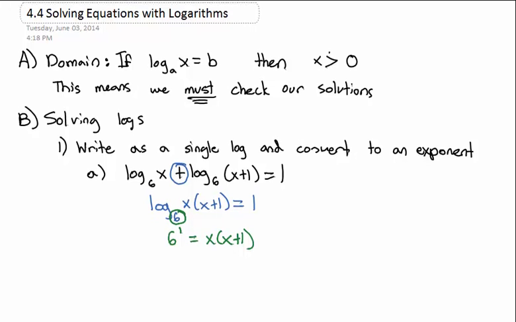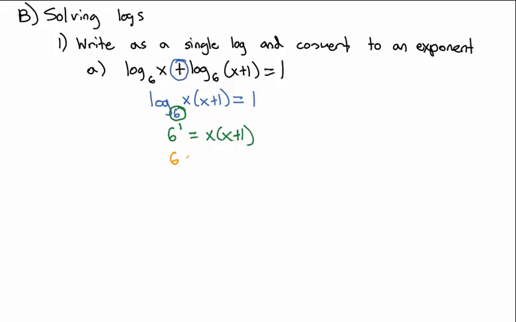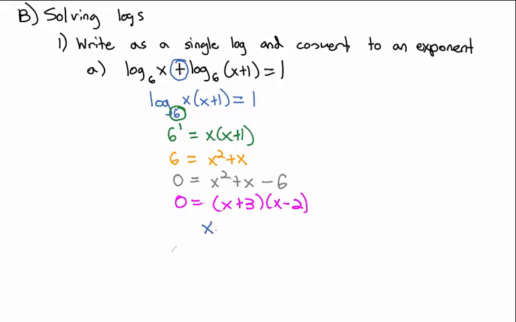Well, 6 to the first is just 6, and so now we have something that's going to be really easy to solve. We distribute first to get x squared plus x. We'll subtract 6 from both sides to get 0 equals x squared plus x minus 6. We know now we have to factor, so we have x plus 3 and x minus 2. And then when we set each equal to 0, we get our solutions are x equals negative 3 and positive 2.